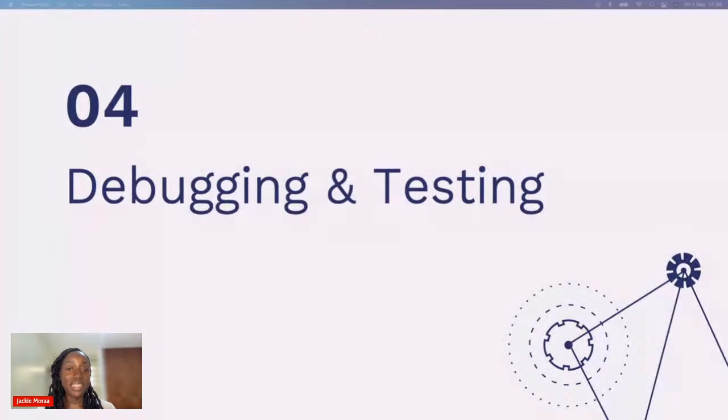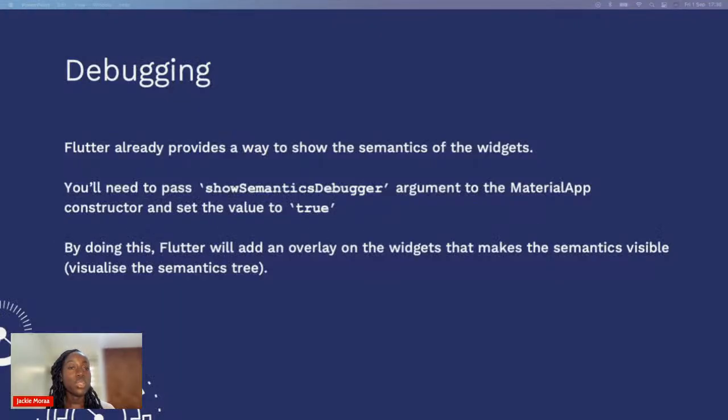So debugging and testing. So lastly, testing and debugging are common and most important parts of your application development. So they will assist you to know whether there are any breaking changes that you're introducing in the development process and whether the actual functionality and accessibility of your application has been captured. So there's different ways to do this. So first, by debugging, you want to debug the semantics of your application.